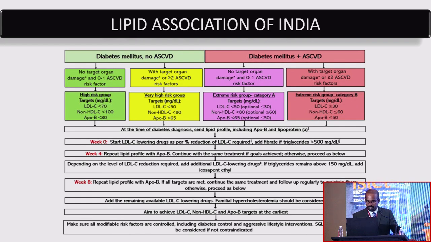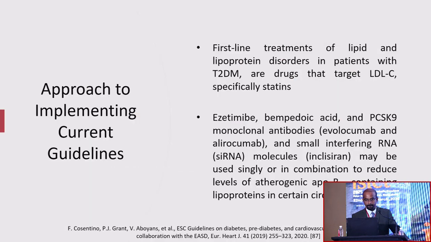And on the right side, diabetes with atherosclerotic disease, if no target organ damage, is the extreme risk group category. The target, as I said, LDL should be less than 50. So how can you implement the current guidelines? Especially whenever you are treating dyslipidemia in a diabetes patient, you have to target LDL reduction.